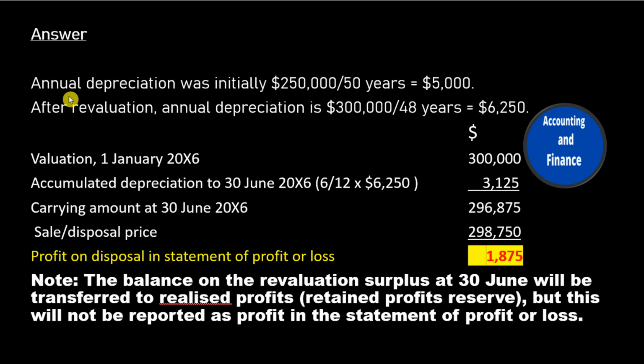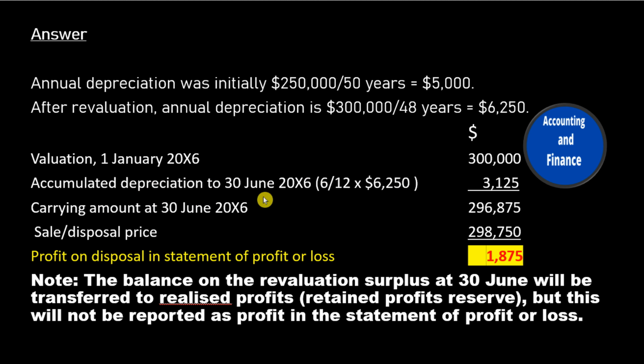Answer. Annual depreciation was initially $250,000 divided by 50 years equals $5,000. After revaluation, annual depreciation is $300,000 divided by 48 years equals $6,250. Valuation 1 January 20x6, $300,000.